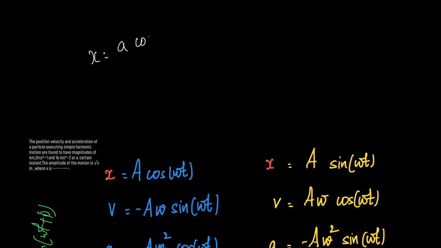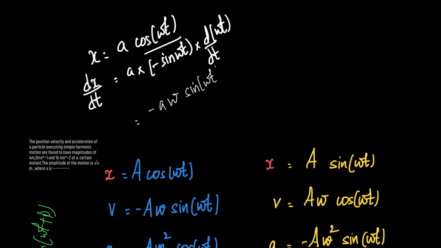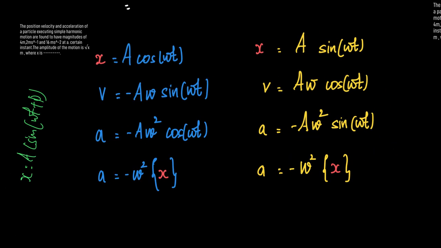So if x is equal to a cos omega t, what is dx upon dt? It would be a times d by dt of cos omega t, which is minus sine omega t times d by dt of omega t. The derivative of omega t with respect to t is omega. So that becomes minus a omega sine omega t.